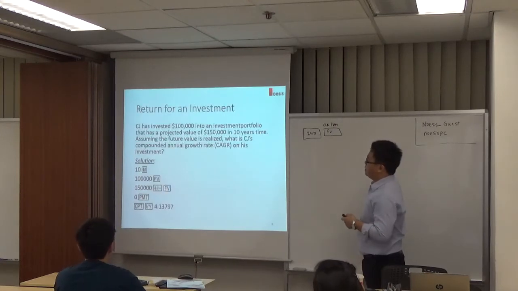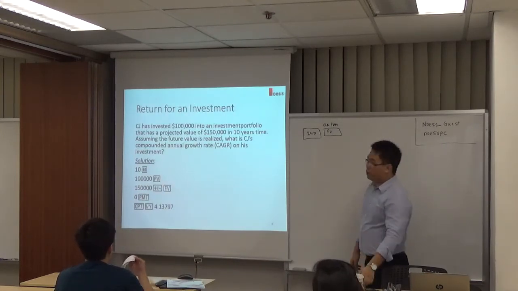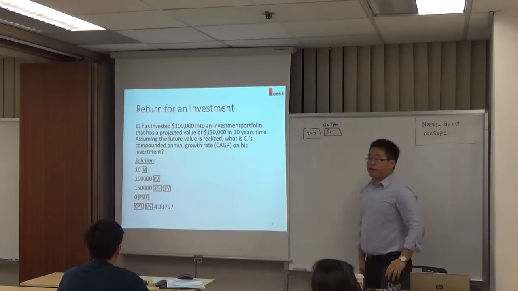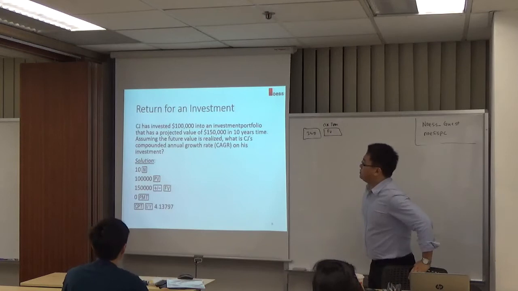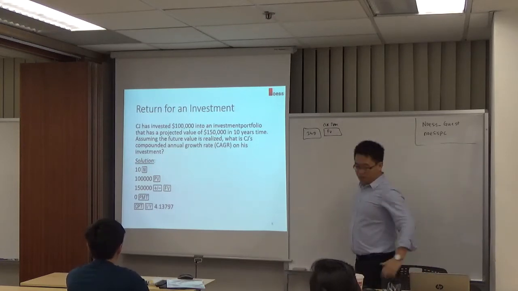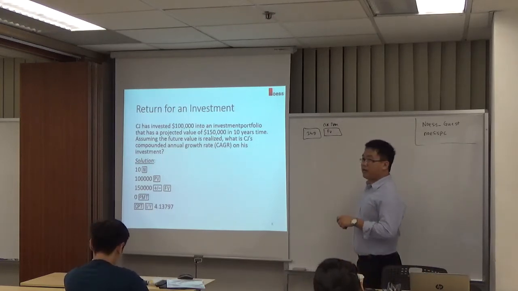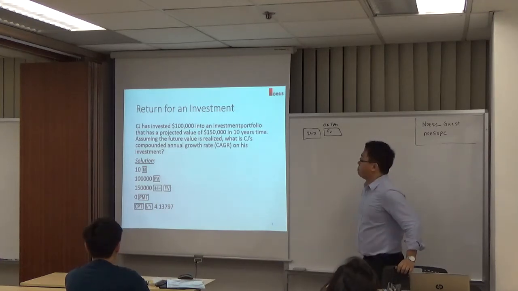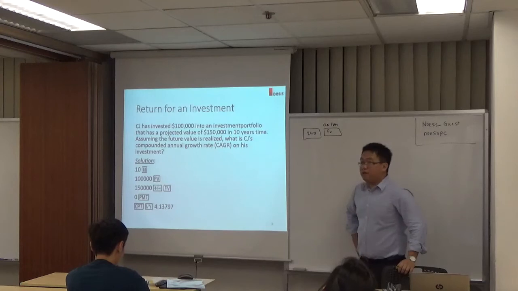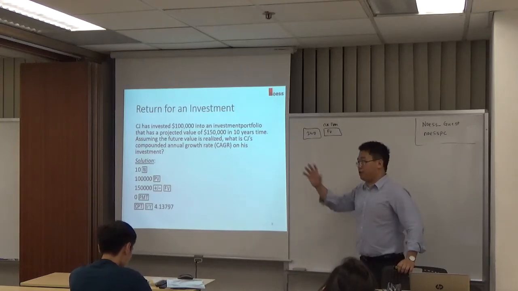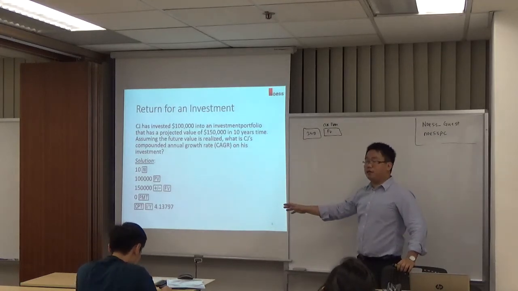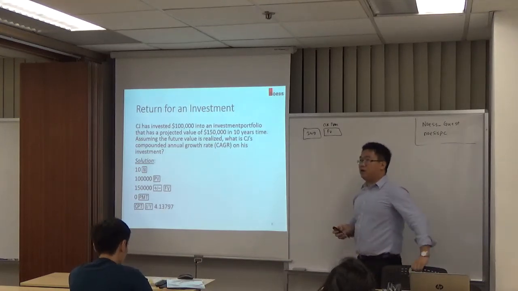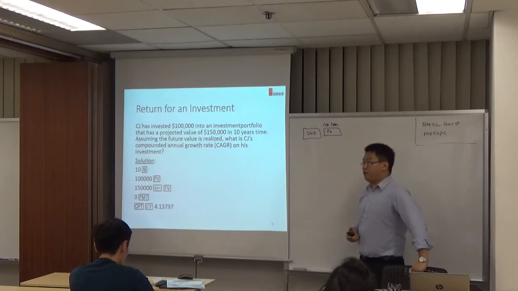Okay, next part. It's just changing the story again. Now let's say we are looking for the return on the investment, or the interest rate. So let's say CJ has invested $100,000 into his investment portfolio, and he projects that this will be worth 150,000 in 10 years' time. Assuming his projection is correct and you will get 150,000 in 10 years' time, how much return would he actually get on his investment on average every year?